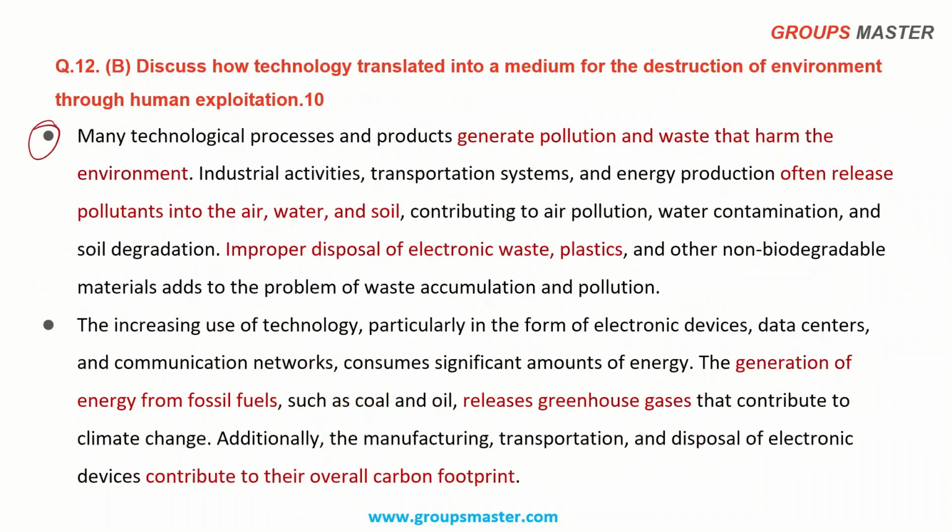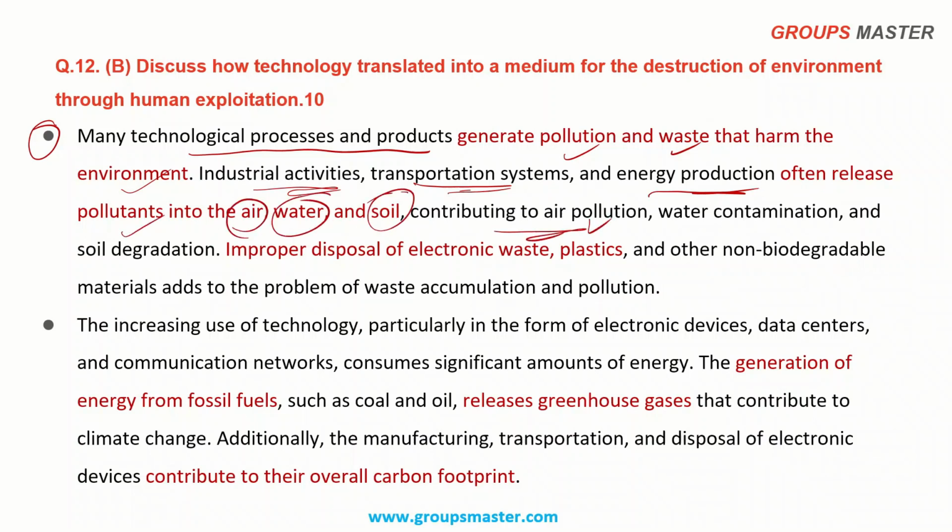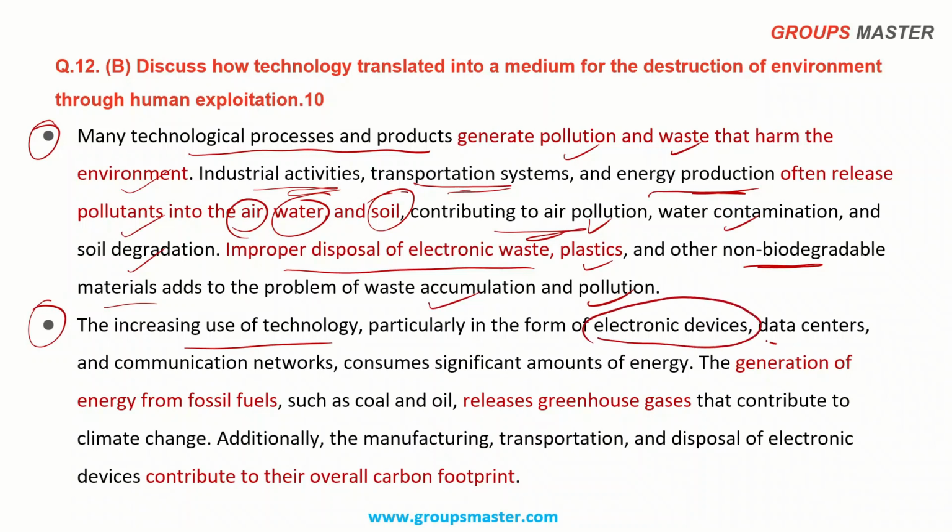Next, many technological processes and products generate pollution and waste. These pollution and waste can harm environment. So the industrial activities, transportation systems, and energy production often release pollutants into the air, water, and soil, thereby contributing to the air pollution, water contamination, and soil degradation. And the improper disposal of electronic waste, plastics, and other non-biodegradable materials also adds to the problem of waste accumulation and pollution.